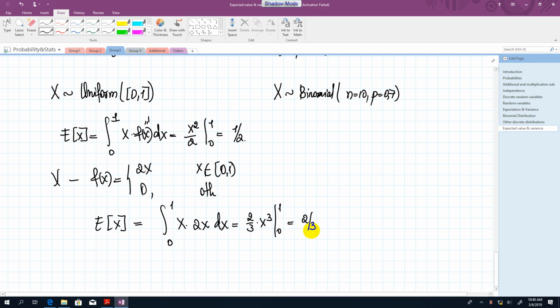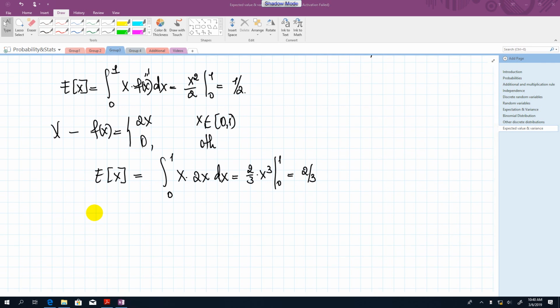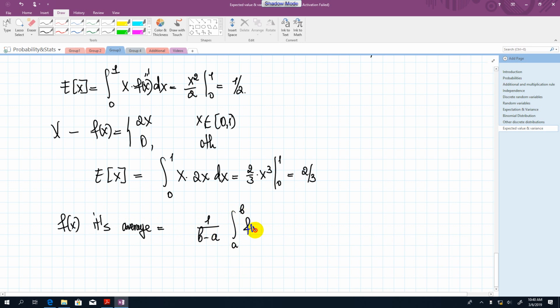Here, note that we're not finding the average value of the input, of the x. You're finding the average value of the output. Right? So in calculus, we've learned that if you're given a continuous function, its average is equal to 1 over b minus a times the integration of this function over this interval.